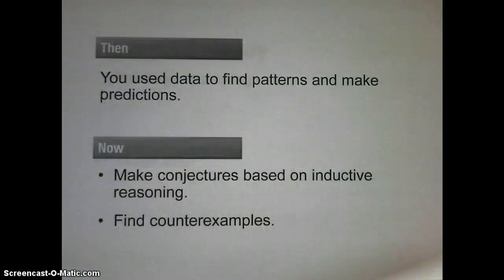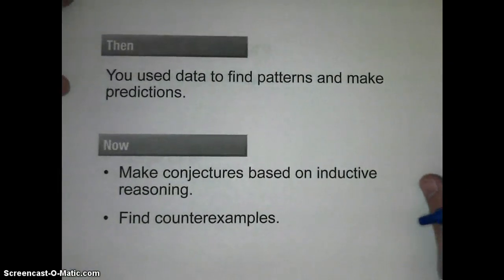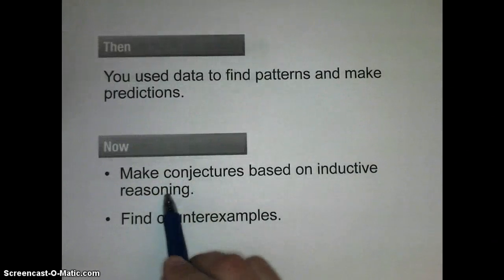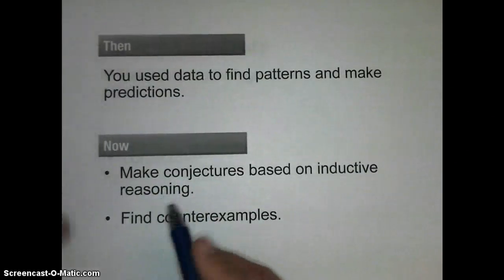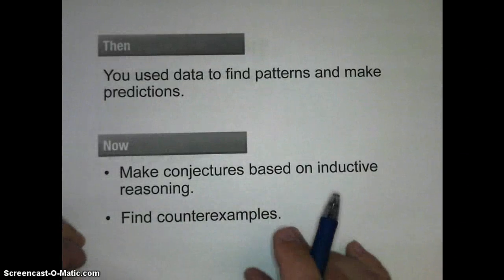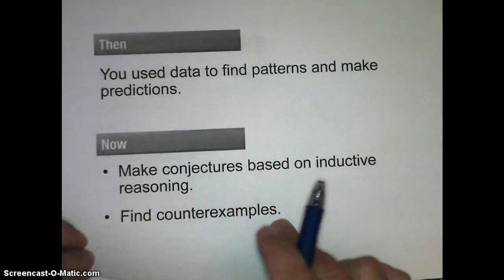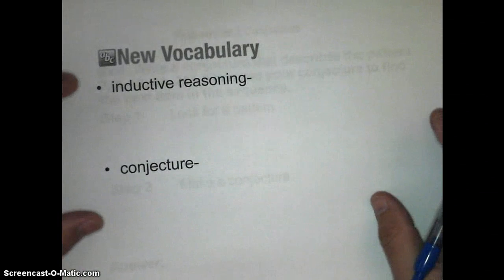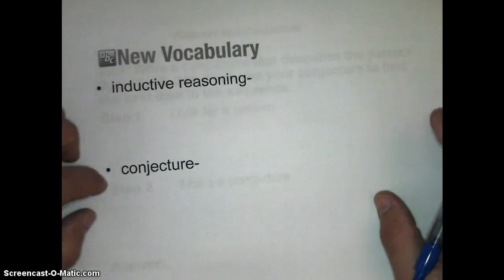All right, previously we've used data to find patterns and make predictions. We're going to do a lot more of that in this lesson, but we're also now going to make conjectures based on inductive reasoning. We're going to explain what those two things are, and then we're also going to find counterexamples. These two objectives highlight your vocabulary for this lesson. First, we're going to talk about what inductive reasoning means, and then how to make a conjecture.